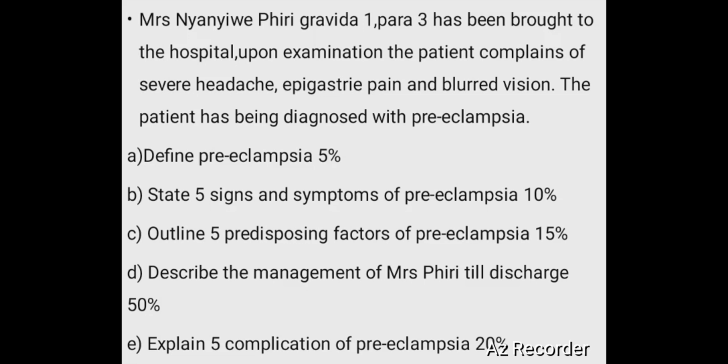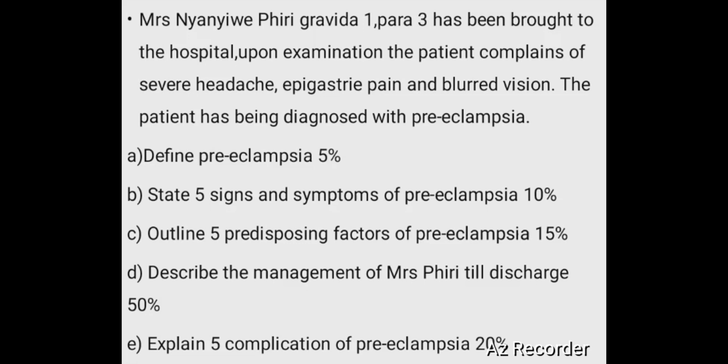Okay. Then E is saying explain 5 complications of pre-eclampsia. Okay, so we are explaining. Some of the complications that can come about with pre-eclampsia is what we call HELLP syndrome. This is a condition which is very common in women with preeclampsia, mainly characterized by hemolysis, as well as elevated liver enzymes and low platelet count, which gives a big danger for disseminated intravascular coagulation.